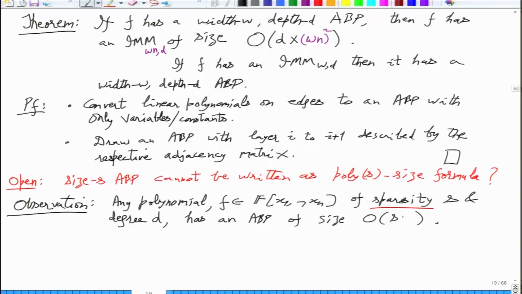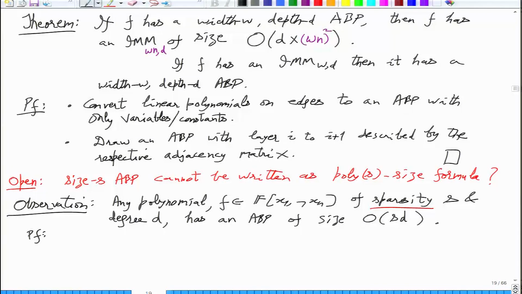Correct. So the proof of this is that you prove it monomial by monomial. For a single monomial, when sparsity is 1, you just have to draw a path which is a line, multiplying the respective variables. That has size D, and then for S monomials you just repeat these lines, and the sum of these is your polynomial. So sparsity gives you the size. That's a simple ABP construction. The proof is just to build the ABP for each monomial.